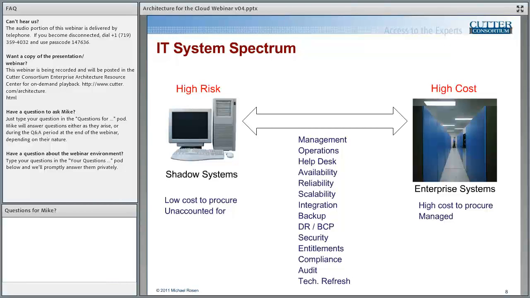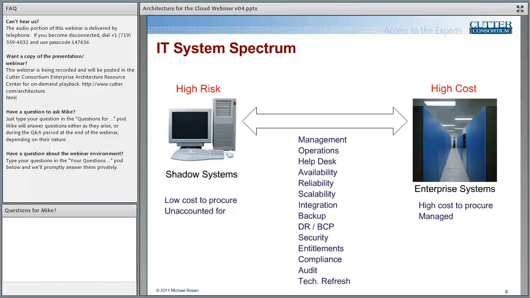So on the left, the shadow systems, well, there's very low cost to procure, but the shadow systems are unaccounted for. They provide a high amount of risk to the system. What are the risks around? Well, the systems aren't managed. Operations doesn't know about them, doesn't take care of them. There's no help desk support for them. There's no guarantee of availability or reliability. If those systems become important, they can't scale.